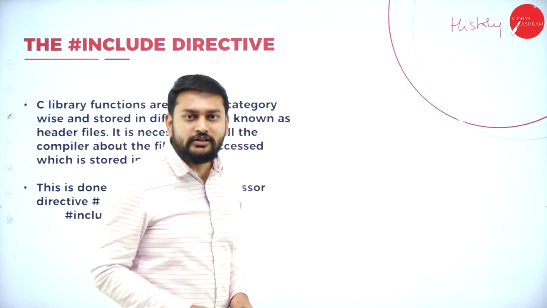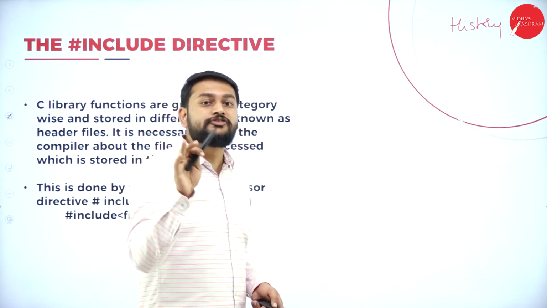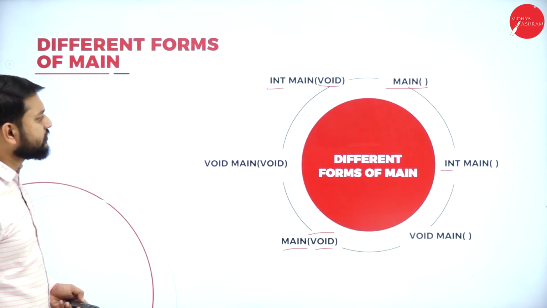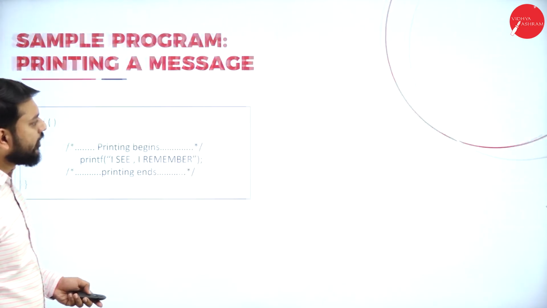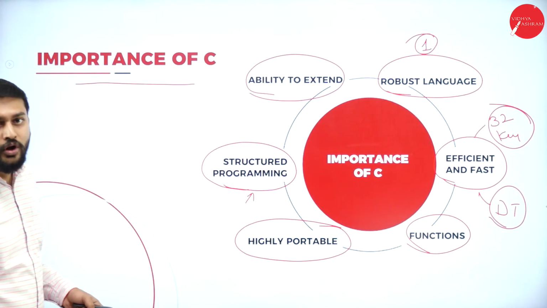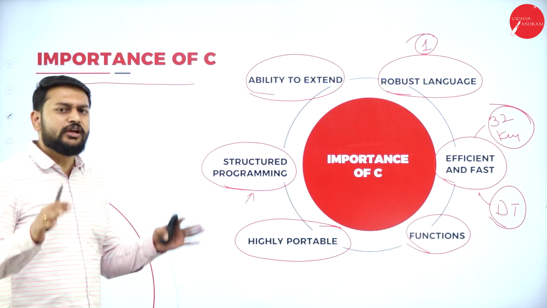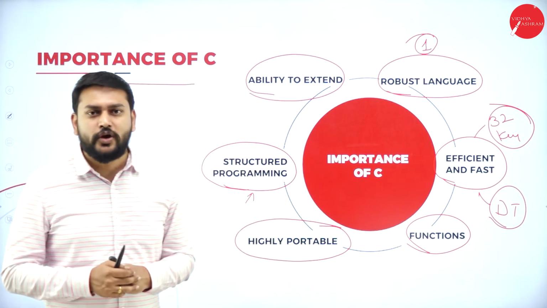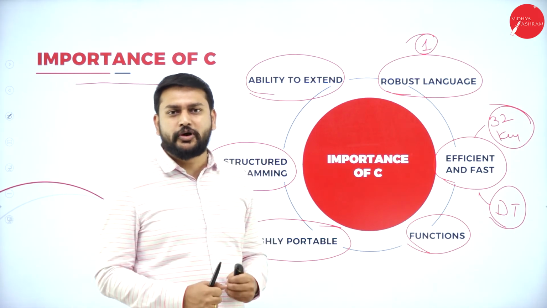The second important thing, what is the importance of C? Let's check that. So guys, the importance of C is here for you. It's a robust language. Why do we call it a robust language? Lot of built-in functions are there. So that's why we call it a robust and powerful programming language.